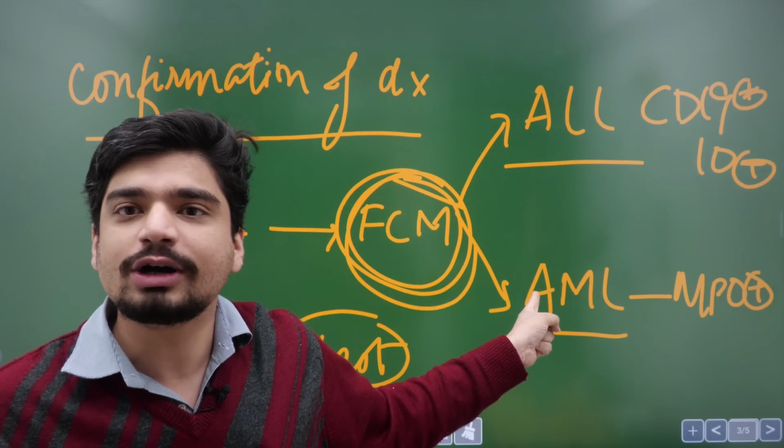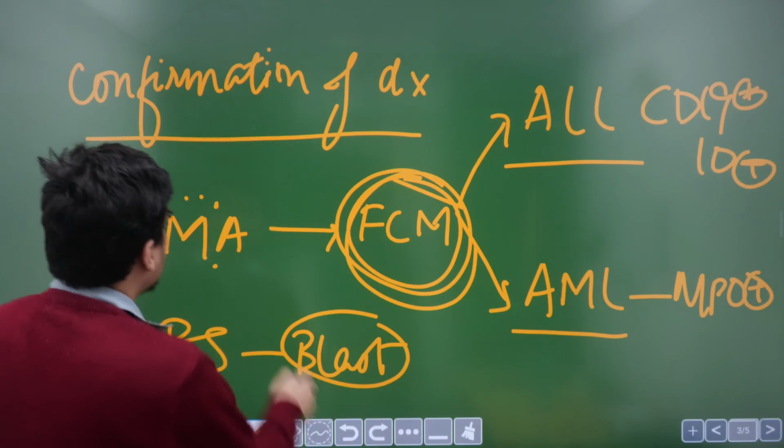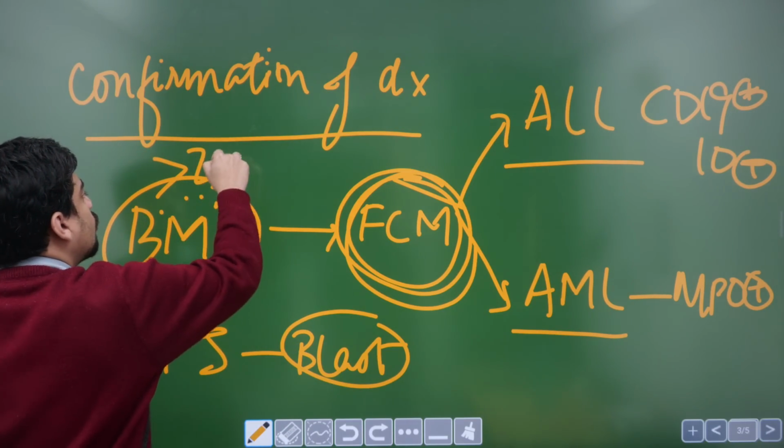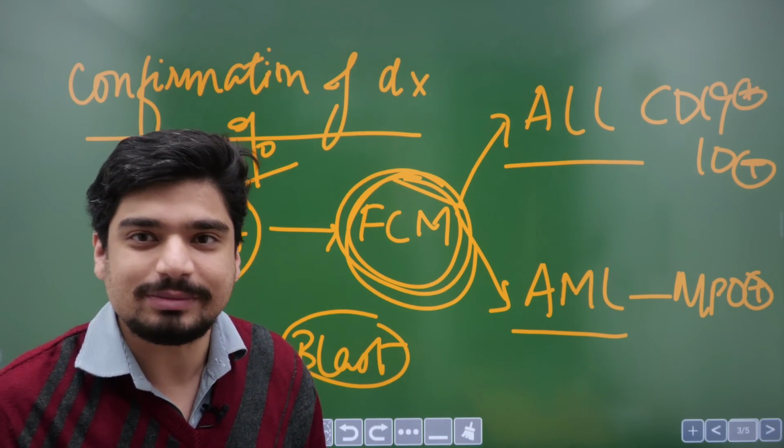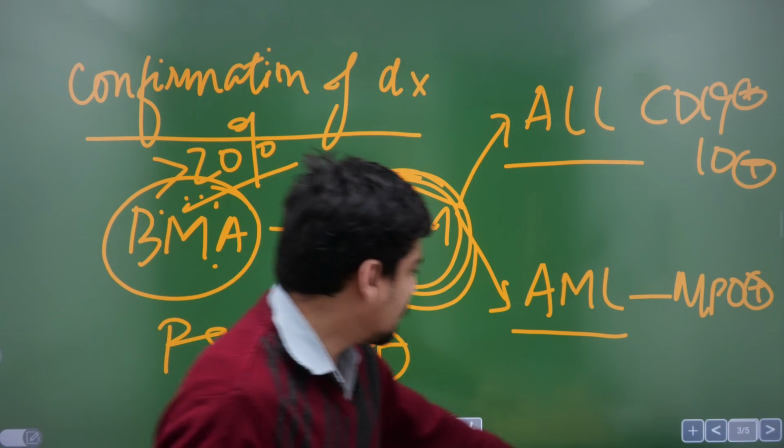If flow cytometry is not given, then to confirm the diagnosis, we can do bone marrow, because bone marrow will show more than 20% blast, the WHO definition of acute leukemia. Now I'll revisit the concept.